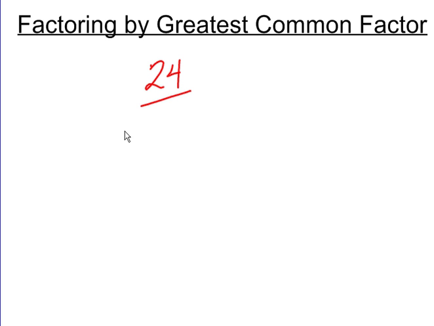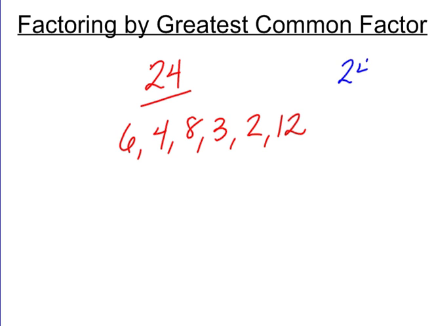Numbers that divide into 24: 6, 4, 8, 3, 2, 12. All of these are possibilities and are numbers that divide into 24. These are considered the factors of 24. But we have to remember that sometimes we talk about prime factorization, and we have used factor trees to do that in the past.